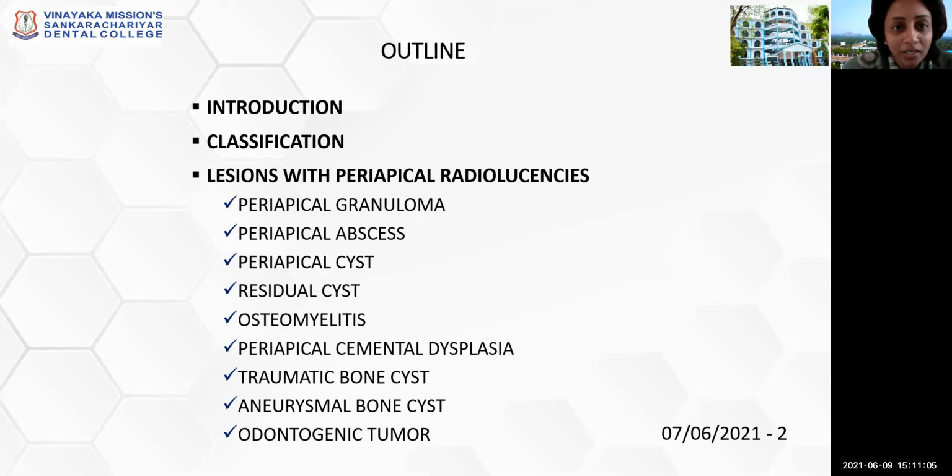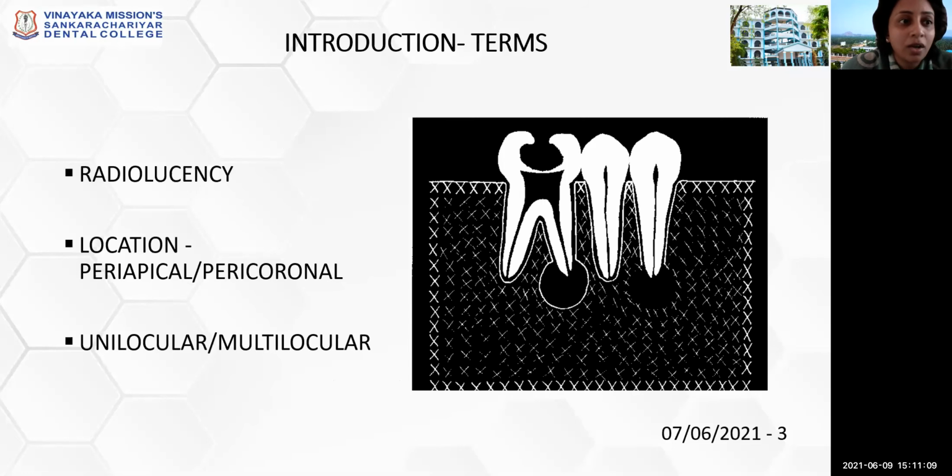To ensure the understanding of this topic, a few terms are to be learned: what radiolucency is, where the location of this radiolucency is, whether it's pericoronal or periapical, and the appearance of this radiolucency, whether it is unilocular or multilocular in a radiograph.